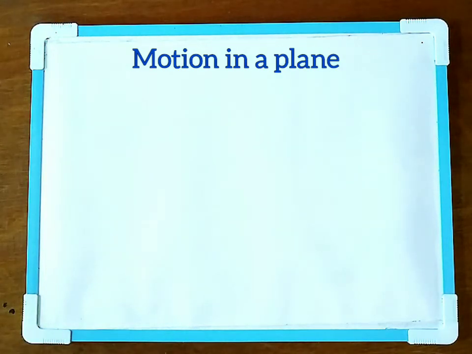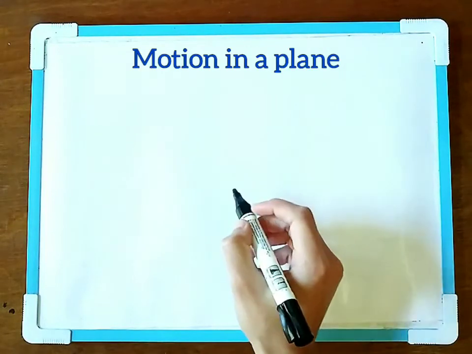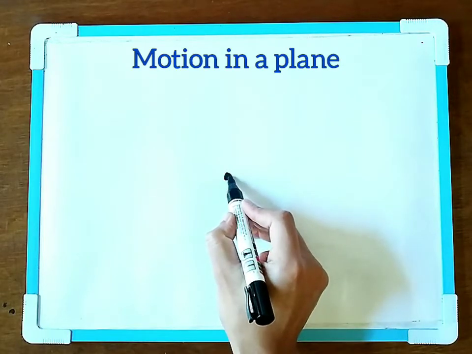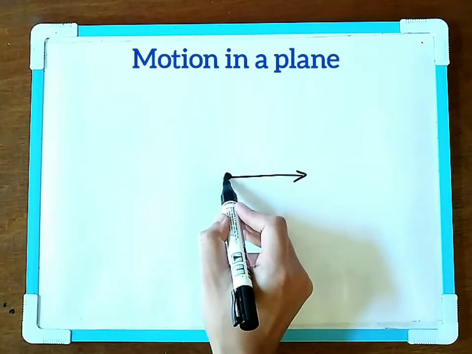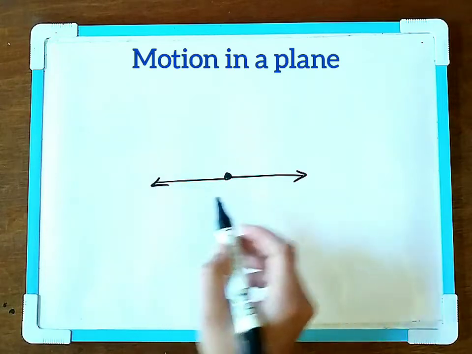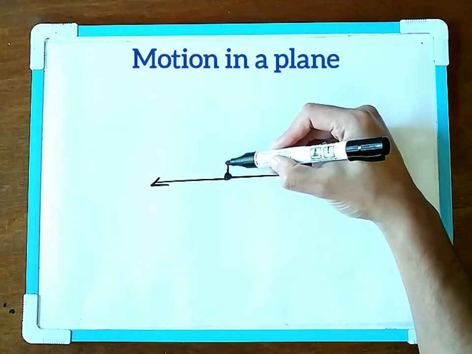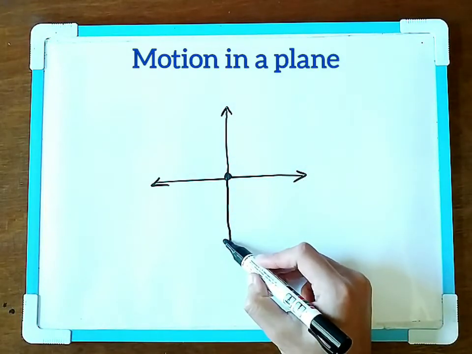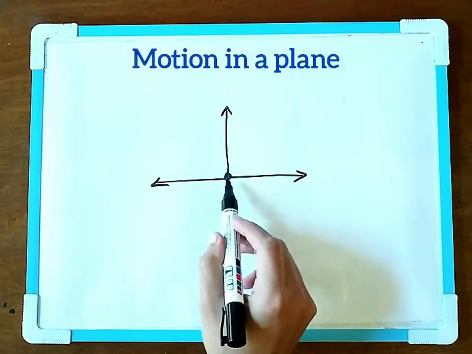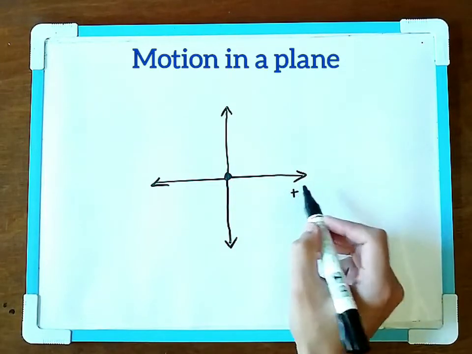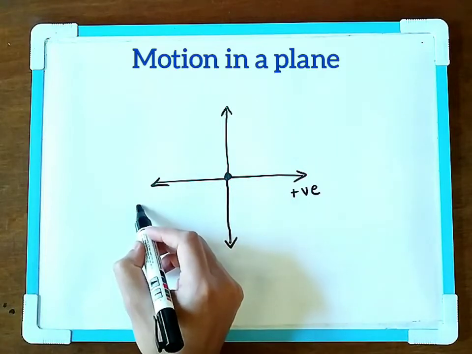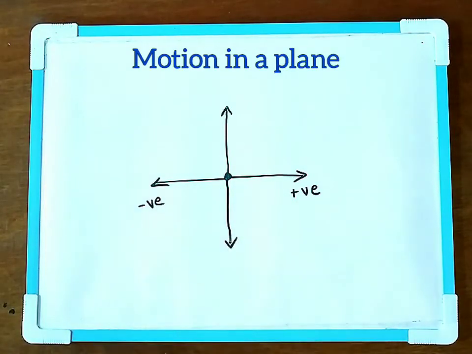Now in chapter 3 we studied motion in a straight line. That is, if we have a point object, it can move either to the right or to the left, or it can move upwards or downwards. If it moves in this direction, we denote that direction as positive. If it moves in this direction, then the direction is denoted by this negative sign.